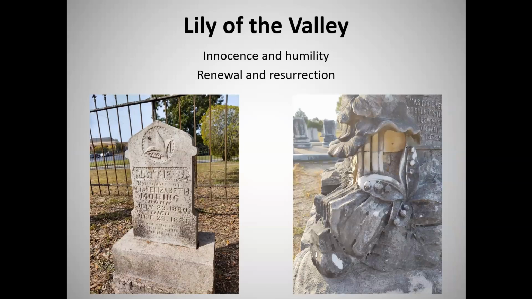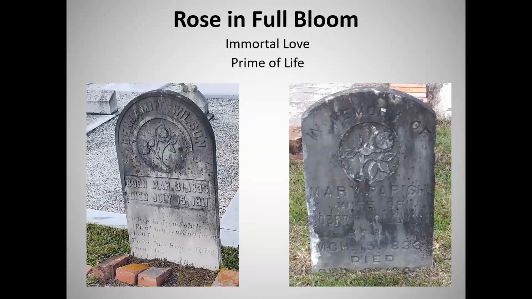Some of these symbols can be carved very differently, especially when it's more of a drawn or flat image versus carved into it, almost like a statue. So it really takes looking at the different symbols to figure out what they are sometimes. A rose in full bloom is immortal love and can represent that the person died in the prime of their life. The more the rose appears to have bloomed, the older the individual.